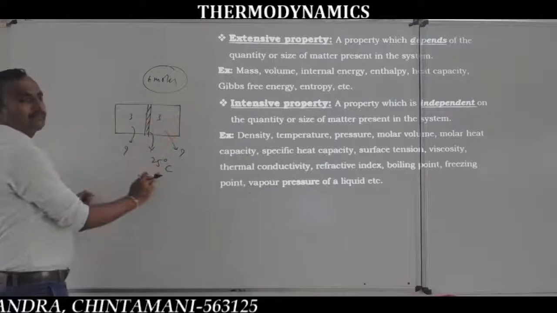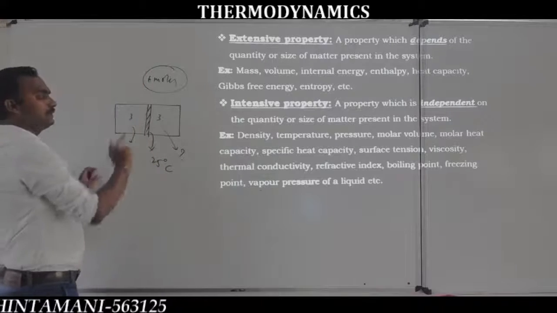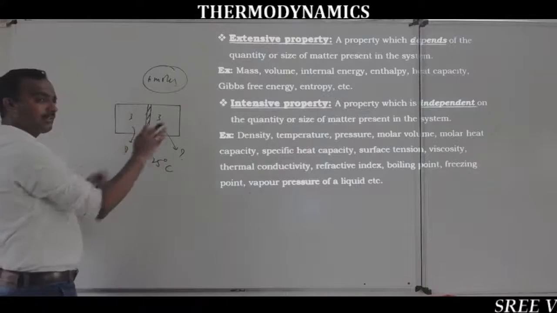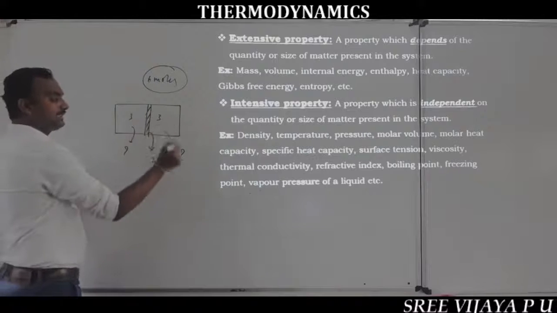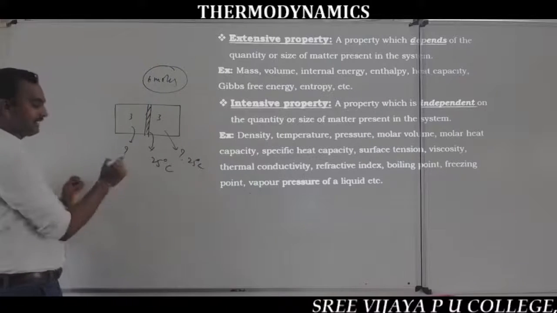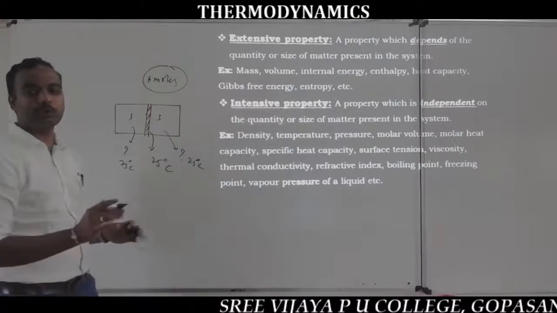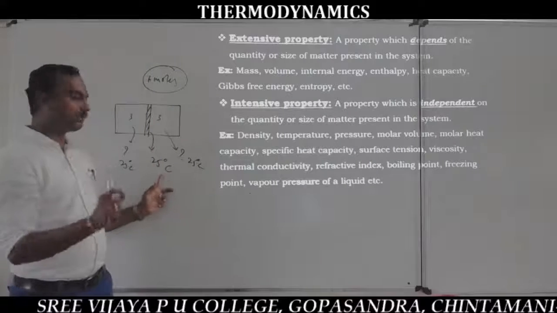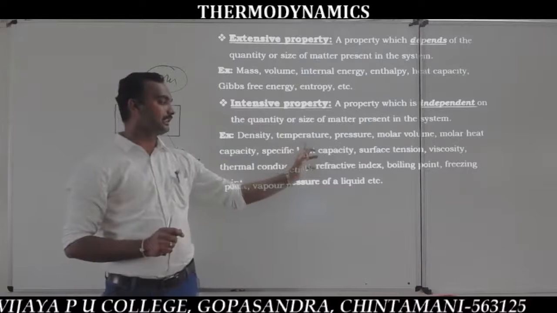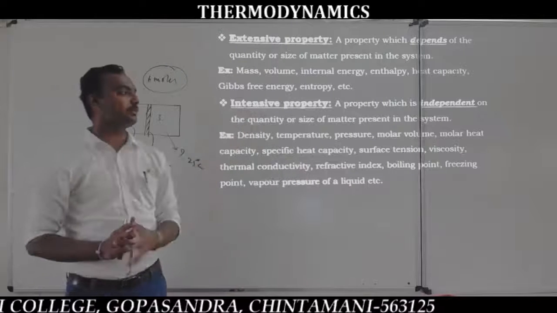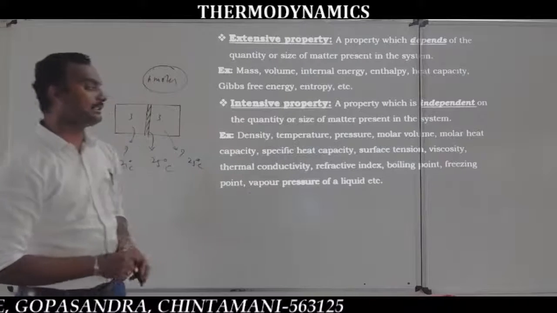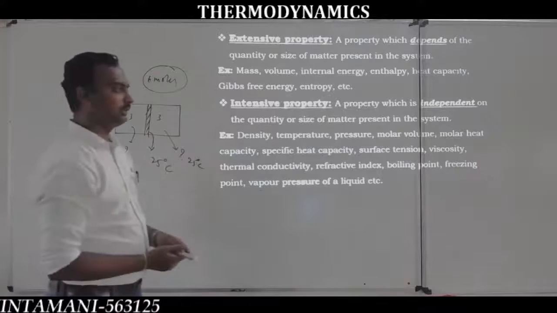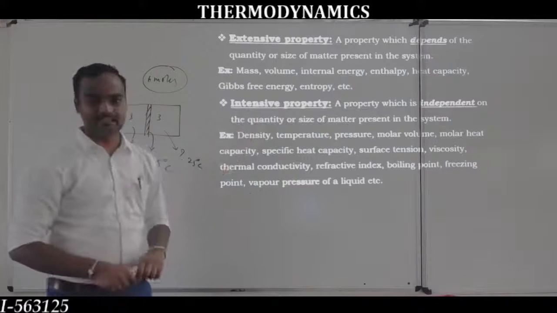So here, 6 moles of gas at a temperature of 25 degrees Celsius. If I divide this gaseous system into 3 moles and 3 moles, what will the temperature be in these 3 moles? It is itself 25 degrees Celsius. It will never change. So that is why temperature is taken as an intensive property, because it is independent of the quantity or size of the matter. The quantity can be anything, but the property does not change. It is independent, so that is called an intensive property.